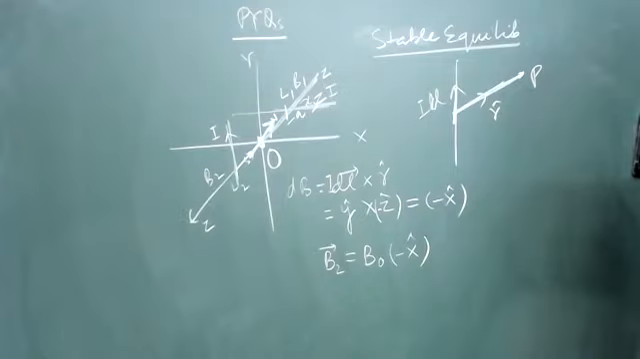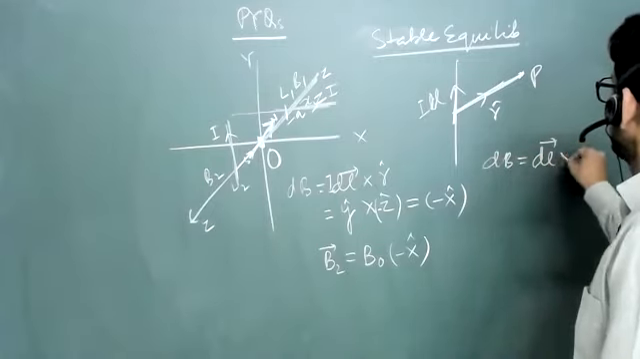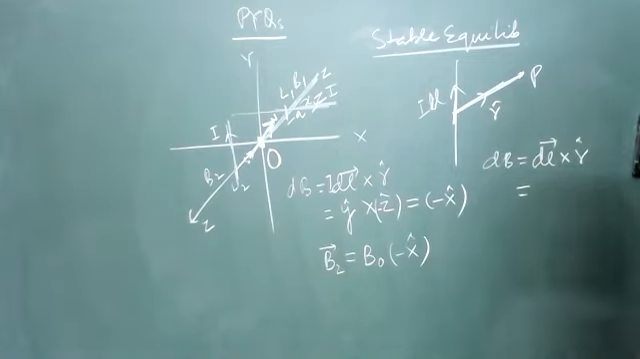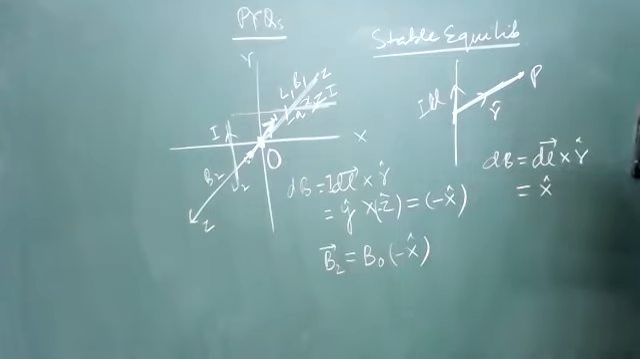Now look at the second one. Do the same for the second one. dB is equal to dl cross r cap. So what is the direction of dl? What is the direction of the current? X cap. Plus x cap. Yes, sir. And what is the direction of r cap? Z cap. Minus y cap.